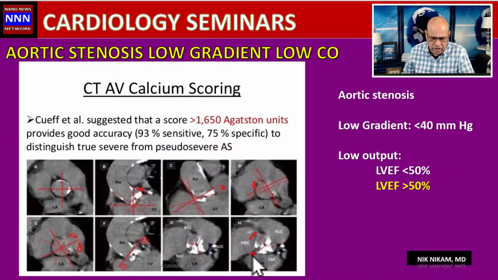And here is a CT scan of a patient with severe calcific aortic stenosis. This is how it would look. And here is the aorta. There's a lot of calcium in the aortic valve wall also, and there's a lot of calcium on the cusps. And the computer calculates the Agatston's score.